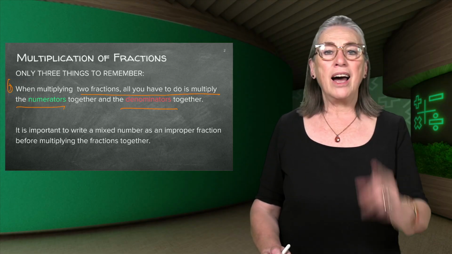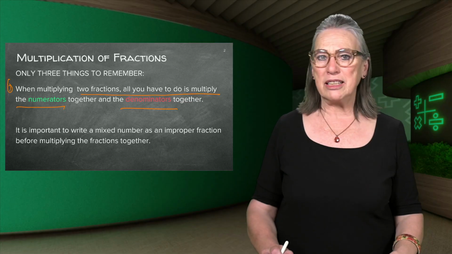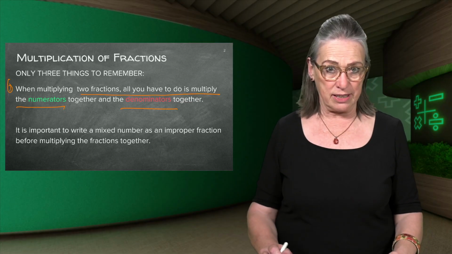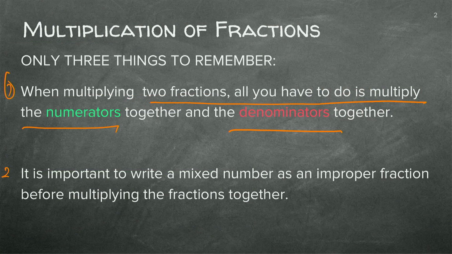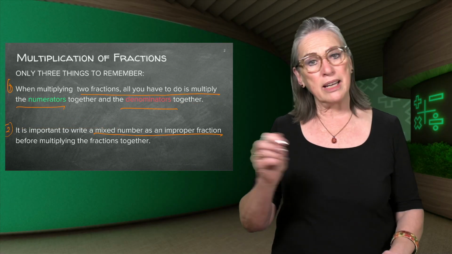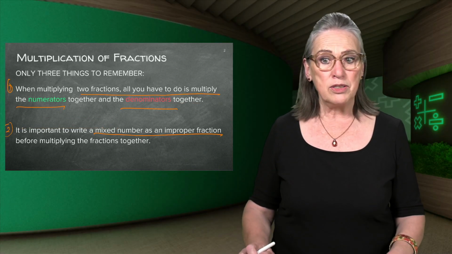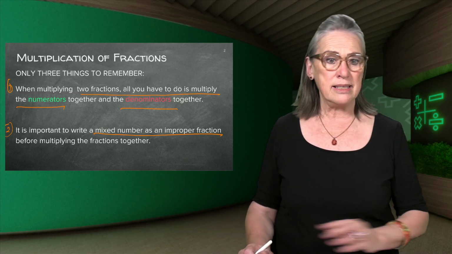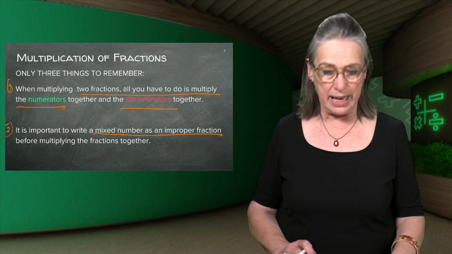Okay. Now I can see one of you asking, so what about improper fractions? Okay, so that's another one. It is important to write a mixed number as an improper fraction before multiplying. So we just get the mixed number, and we know how to do this, into an improper fraction, and then we can carry on to multiply the numerators together and the denominators.